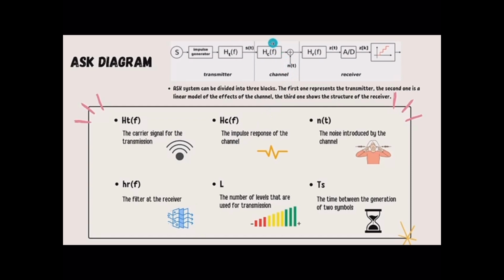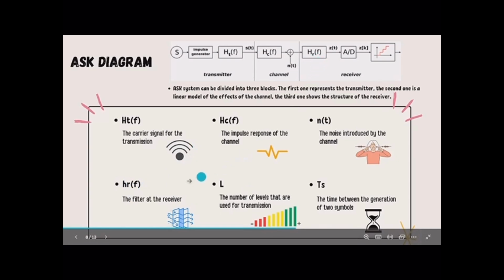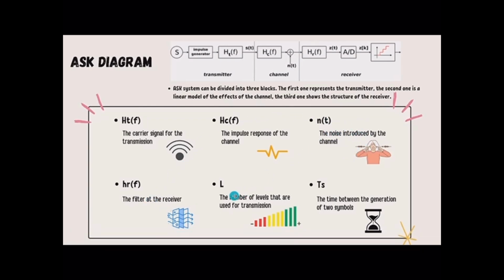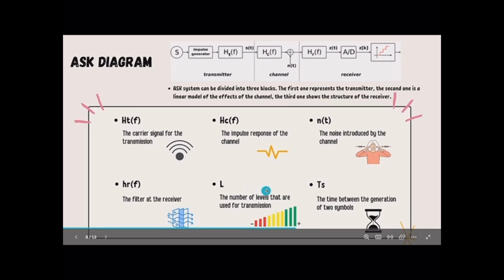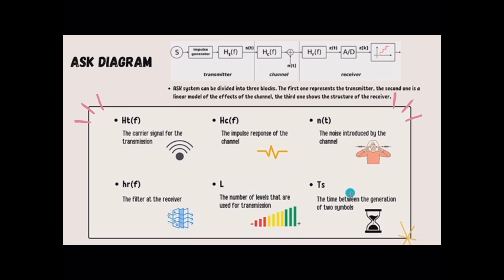On the channel side, H_C(f) is the impulse response of the channel. And this n(t) is a noise introduced by the channel. On the receiver, there is H_R(f), which is the filter at the receiver. This will filter out the noise that was introduced by the channel. The L will be the number of levels used for transmission, and the Ts is the time between two symbol generations.